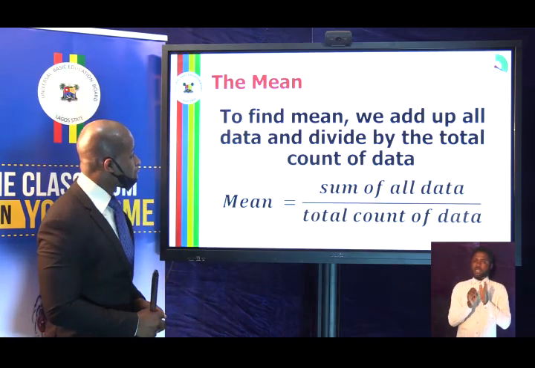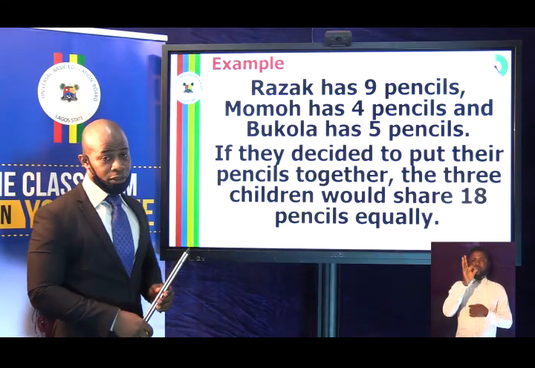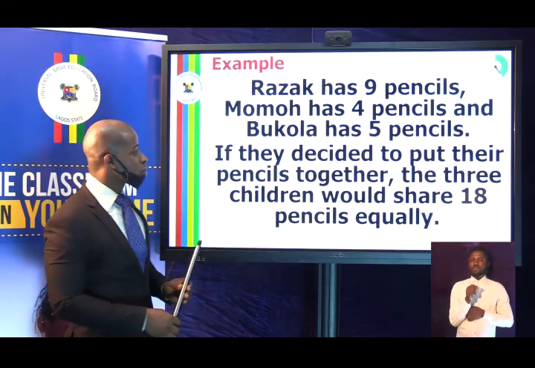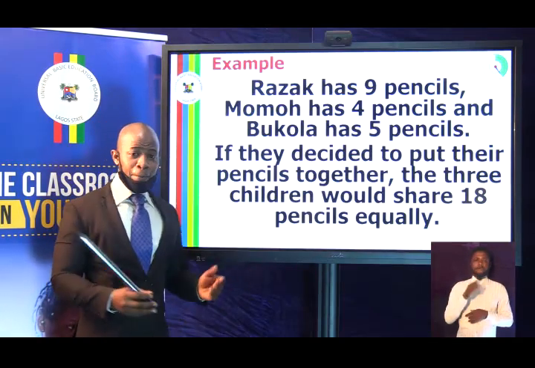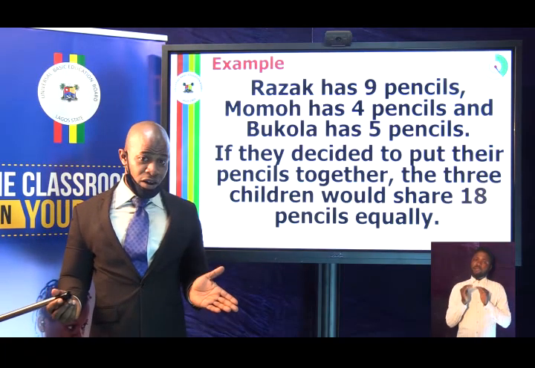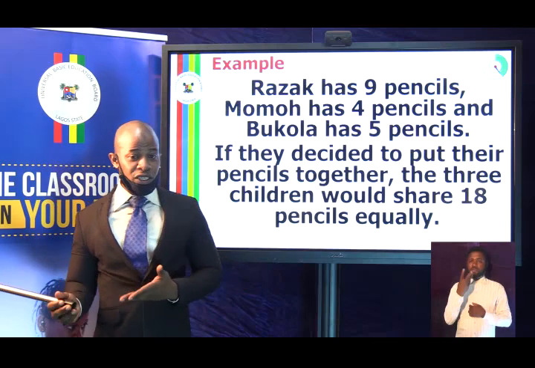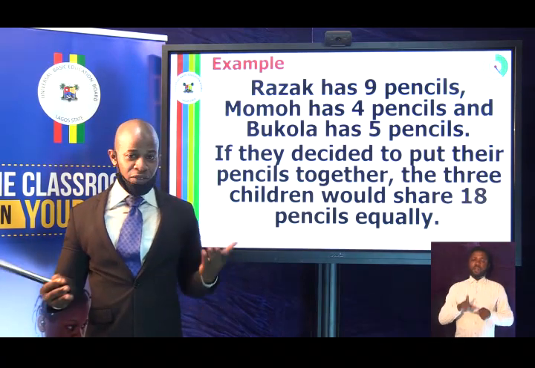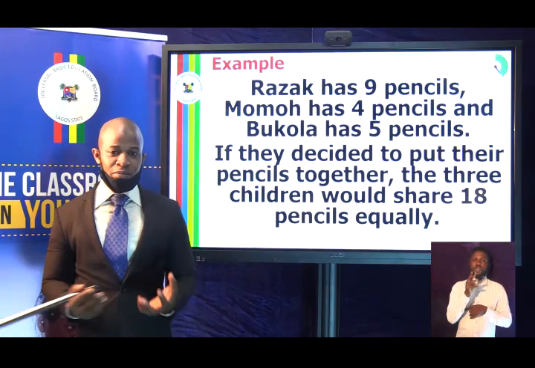Let's see some examples in practice. Razak has 9 pencils. I mean, that boy must be from a rich home. Momo has just 4, and Bukola has 5 pencils. Now, is life fair? I mean, come on. One person has 9 pencils, one person has 4, and another has 5. Life is not fair. So in order to balance things up, we have to find the mean.